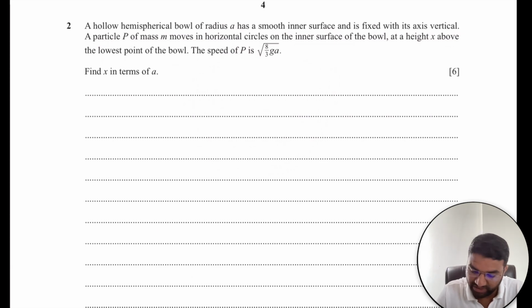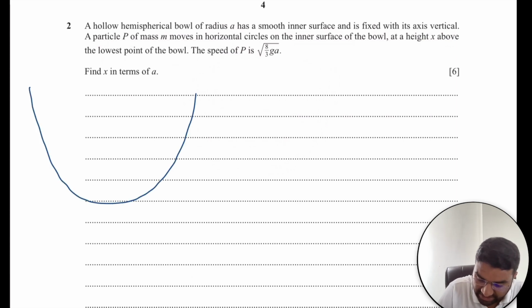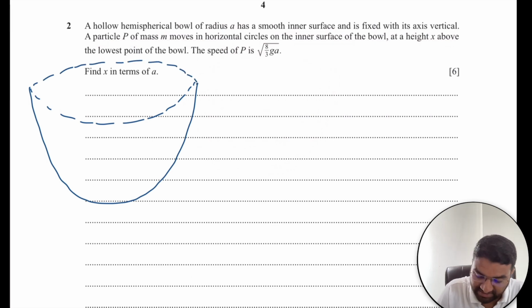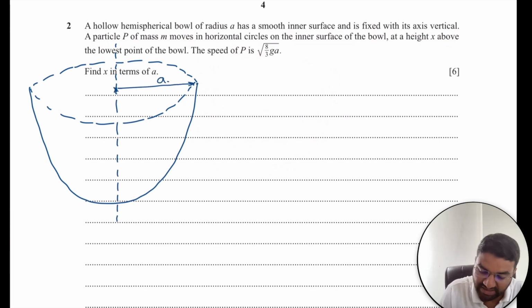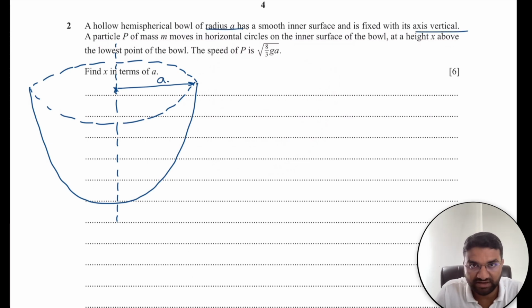Firstly, we will draw a simple diagram. It will help us understand all the things relating to this bowl. So here, firstly, the hemispherical bowl, and this is the vertical axis. Now it has a radius a, a smooth inner surface, fixed with its axis vertical.